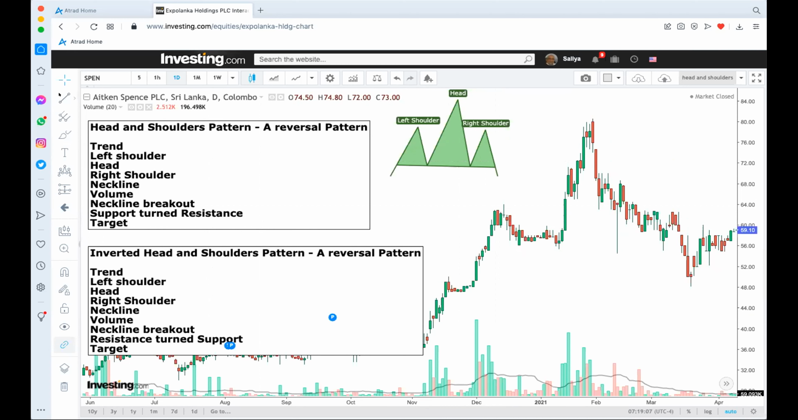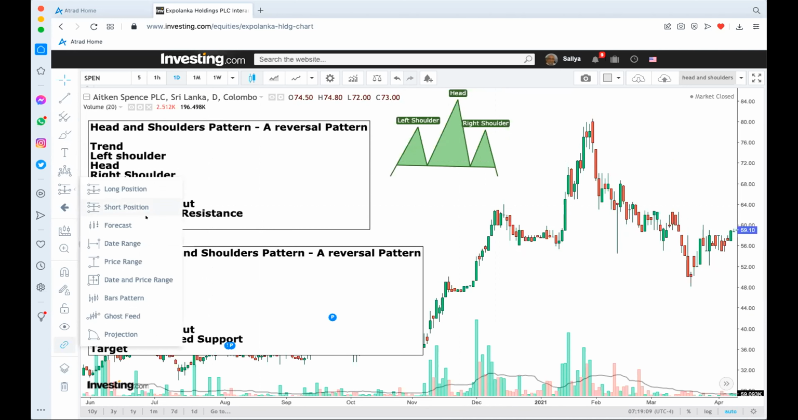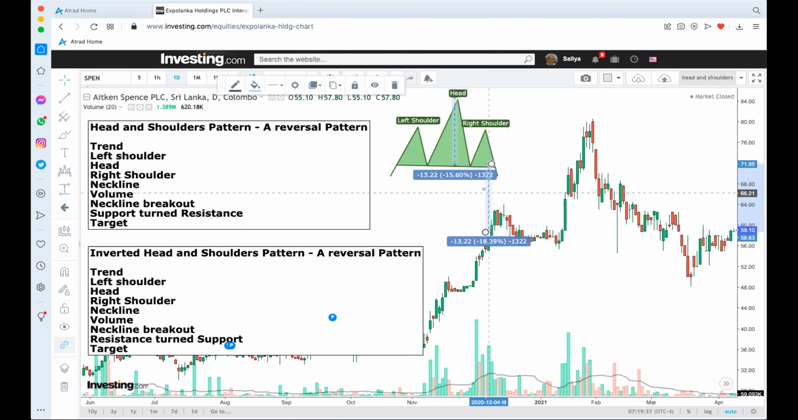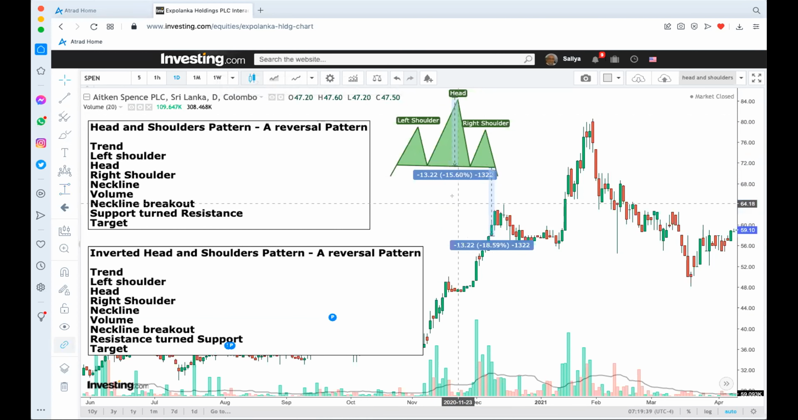You can use this line or you can use the price range. In my case, I am comfortable with using the price range. So I do it that way by connecting the top of the head and vertically connecting the point of the support line. Then I clone it, take the cloned level to the breakout. This is that projected target.